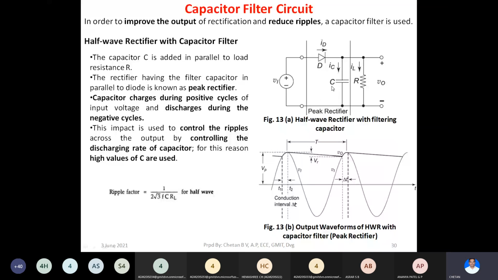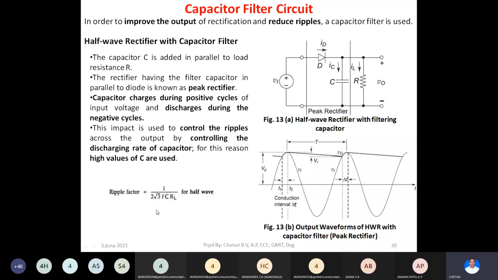If a capacitor can hold charge for a longer time, obviously this waveform would be almost a straight line, right? Almost a straight line, which indicates that your output voltage V naught is nearly equal to a DC voltage. Therefore, it is very important to choose the value of capacitance, and usually a capacitor with a larger capacitance value, or high value of C, is chosen to obtain an output voltage V naught which is nearly equal to actual real DC.